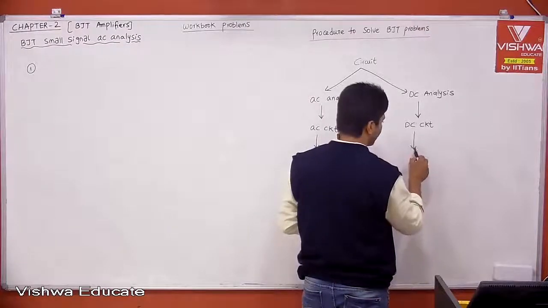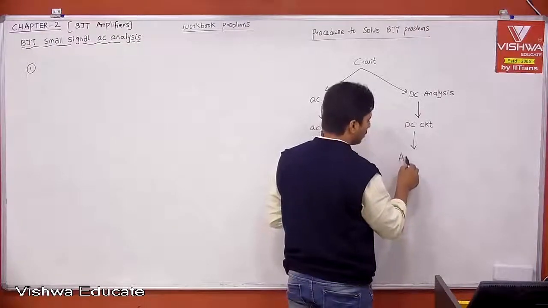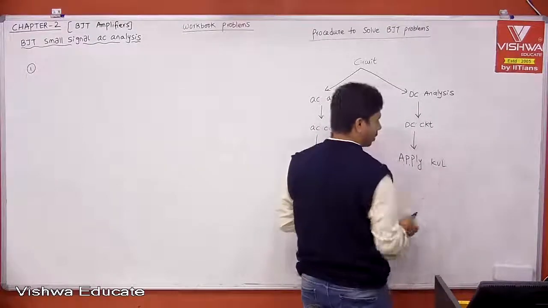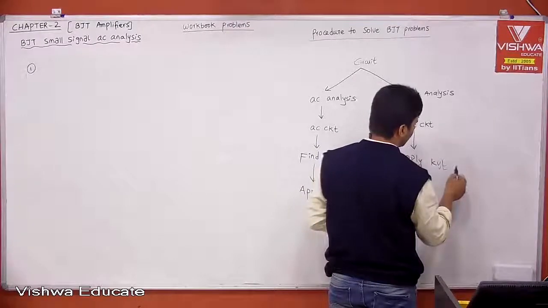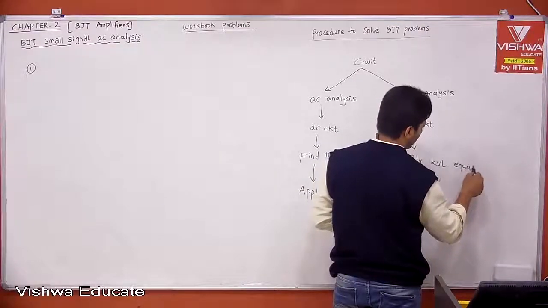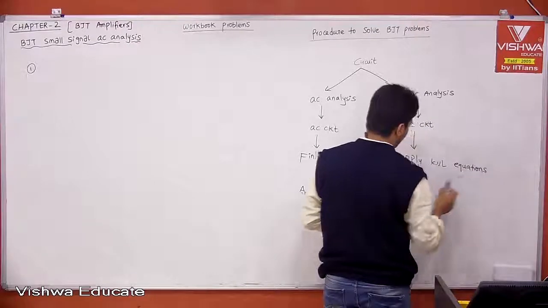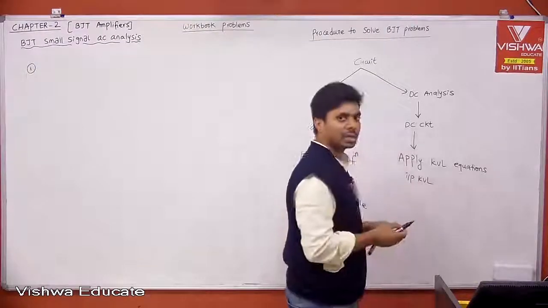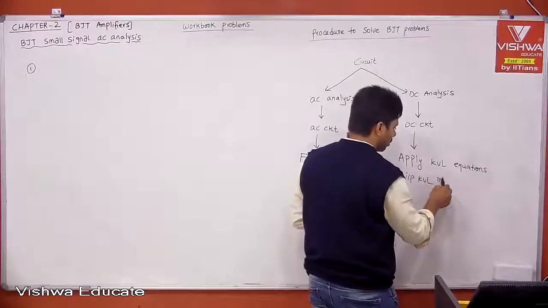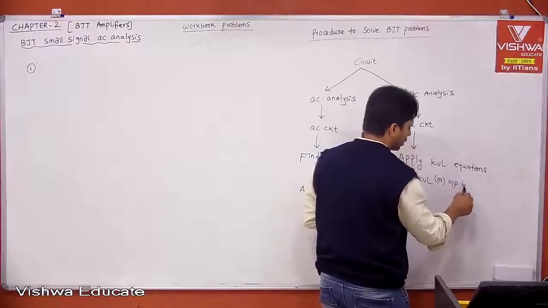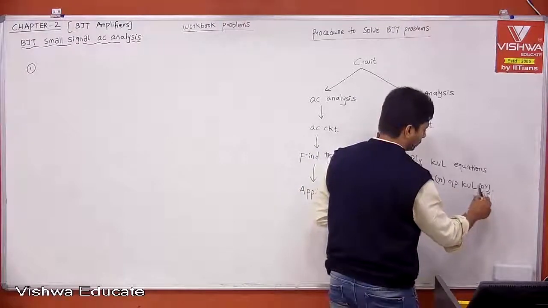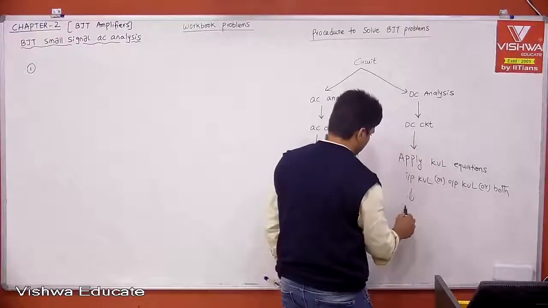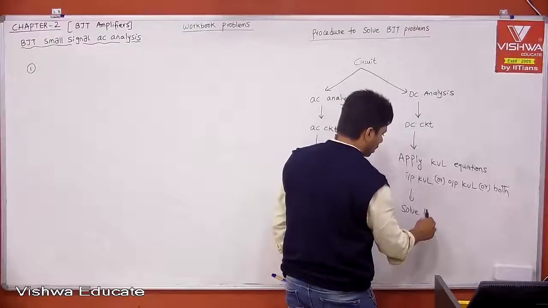After knowing the DC circuit, we just need to apply KVL equations. Either input KVL, sometimes by applying only input KVL we can get the answer, or by applying only output KVL you will get the answer. Sometimes we need both. We need to apply both input KVL as well as output KVL and solve the equations.